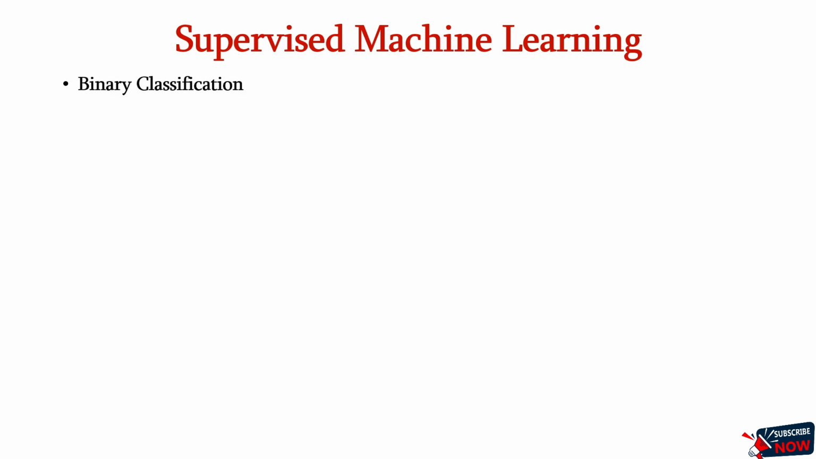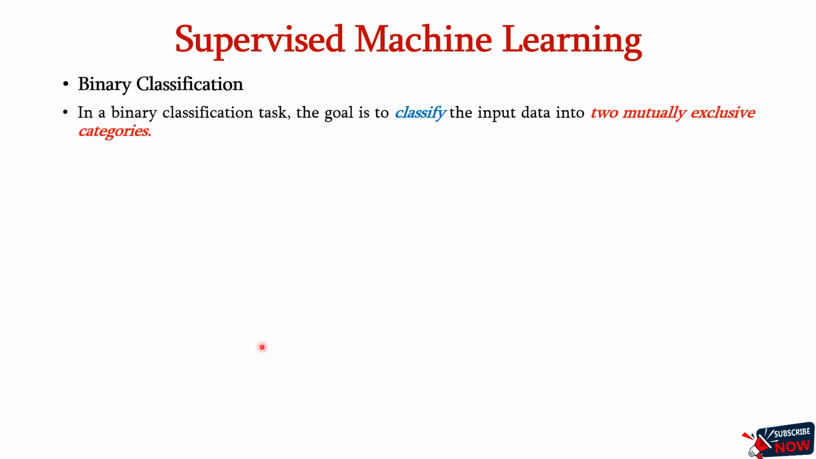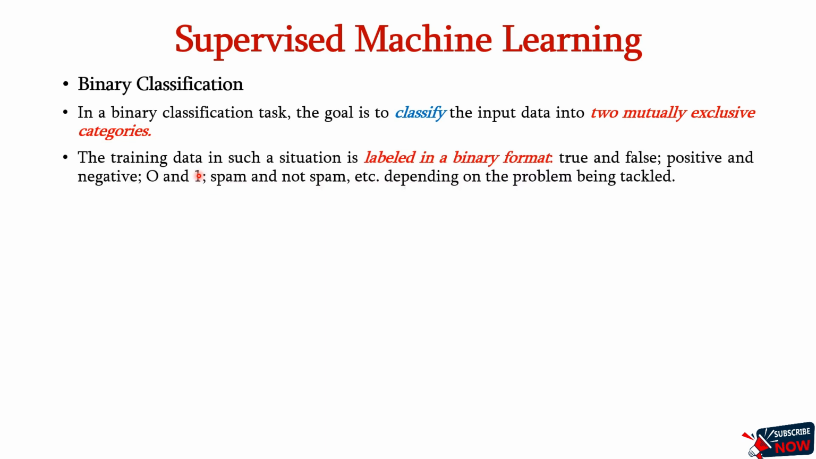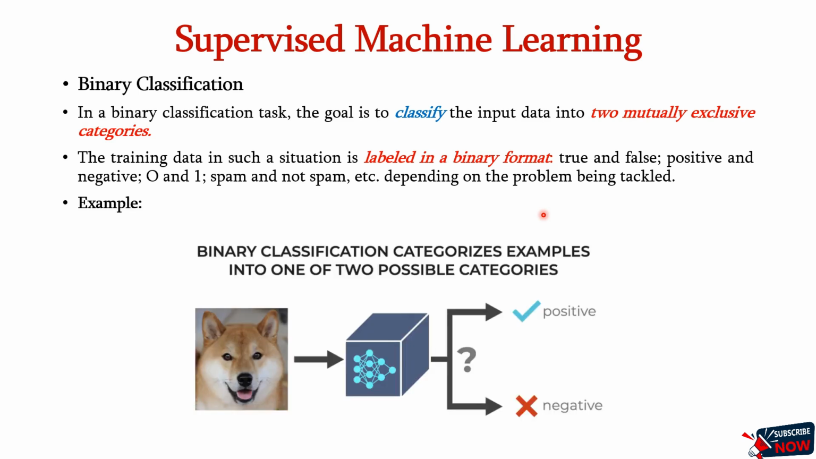First, let us see binary classification. Here, the goal is to classify the input data into two mutually exclusive categories. The training data in such a situation is labeled in a binary format, for example, true and false, positive and negative, 0, 1, spam, not spam, etc., depending on the problem being tackled. Let us see an example for this. We have an image of a dog, which is provided to the machine learning model. It identifies whether it is a dog or not. So this is called binary classification, which has exactly two possible categories.